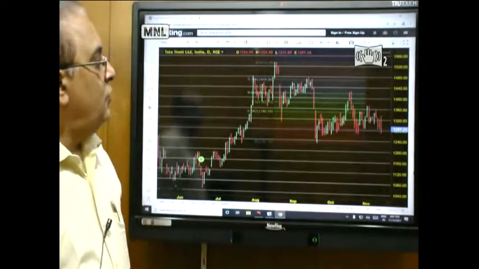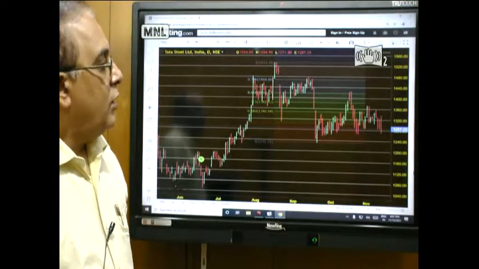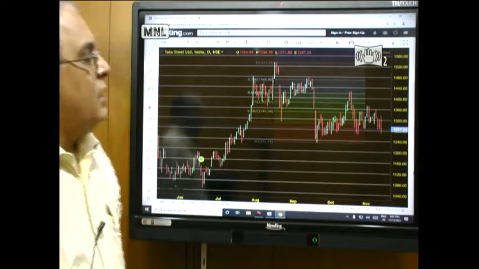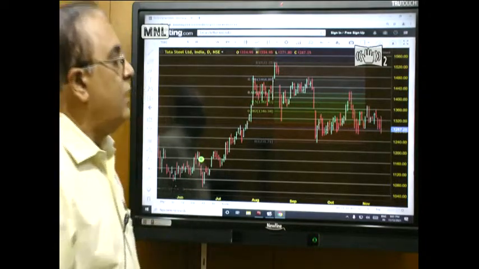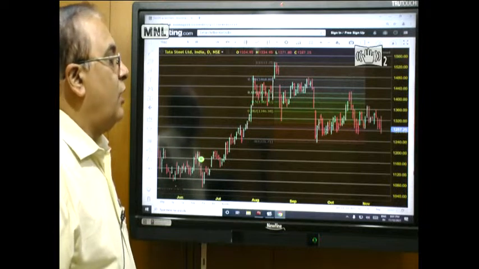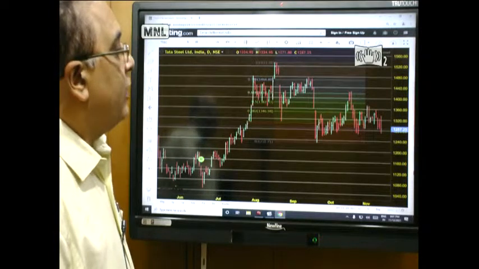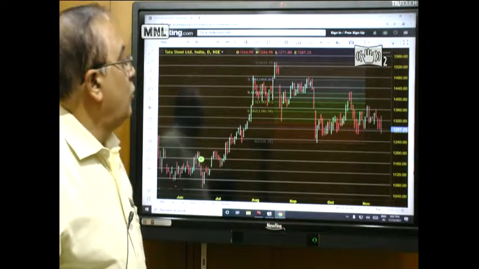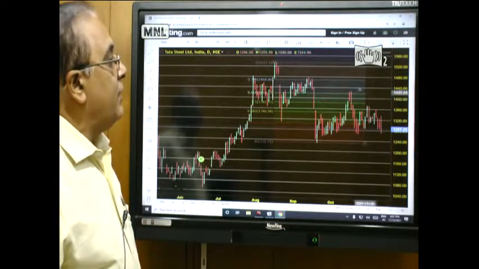So Tata Steel is not looking that great right now for the time being, because it looks very clustered, and there is no big trend that is emerging out of this particular stock. So we can look towards avoiding Tata Steel for the time being.